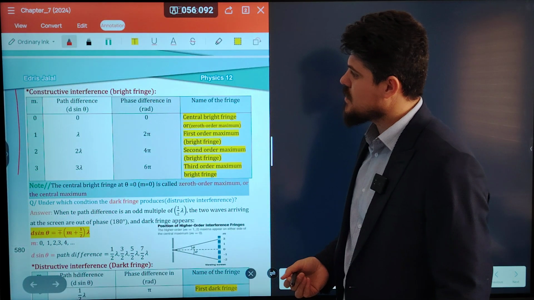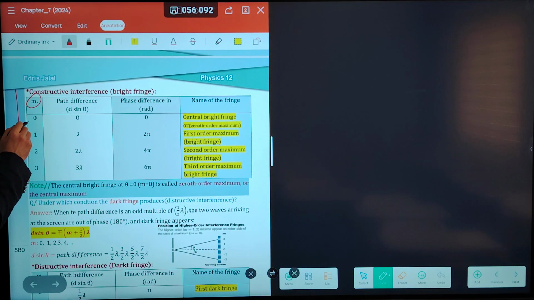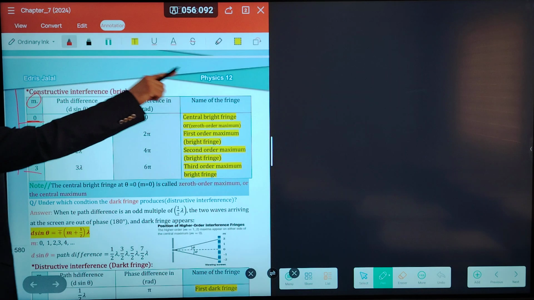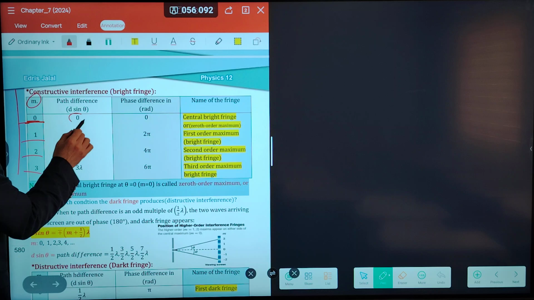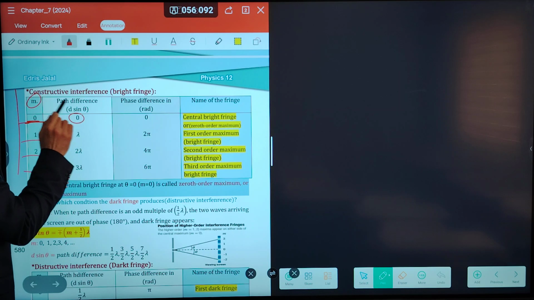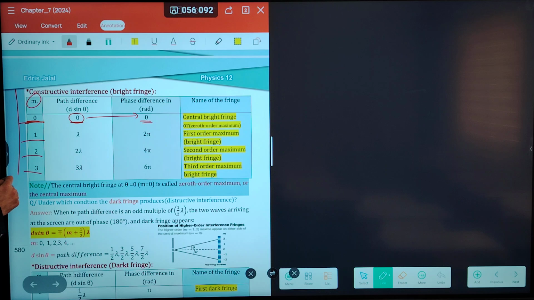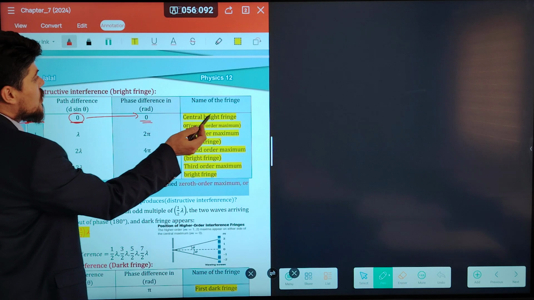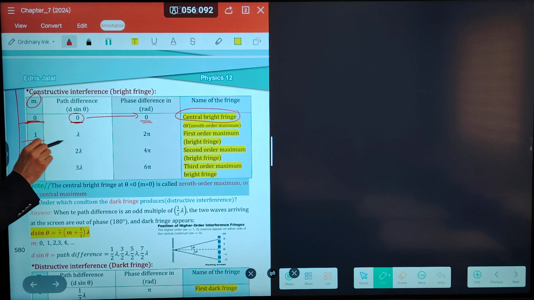Constructive interference, the bright fringe. For the bright fringe, constructive interference, M is equal to what? 0, 1, 2, 3. What do you mean by M0? The central bright fringe. When M is equal to 0, path difference is equal to what? 0. When path difference is equal to 0, phase difference is equal to what? 0. When phase difference is 0, which type of fringe appears? The central bright fringe.